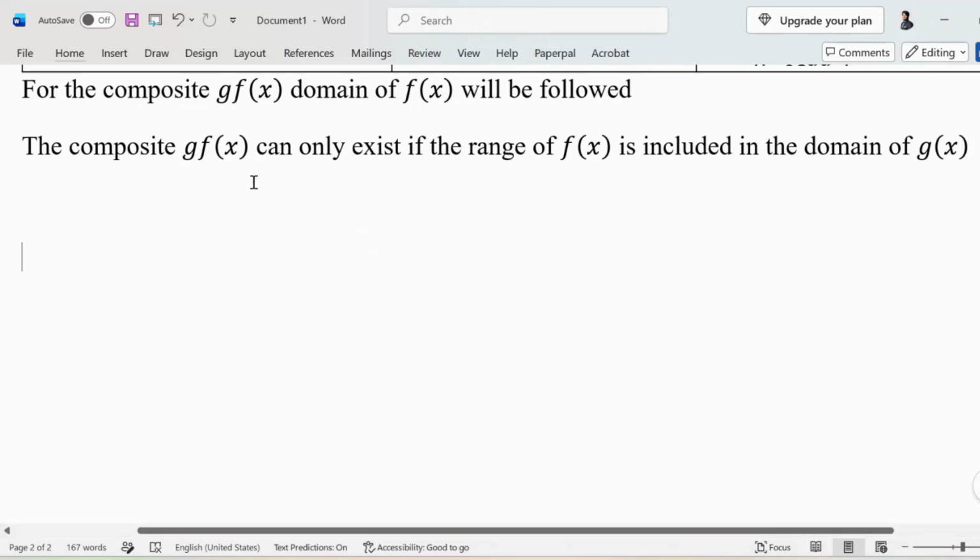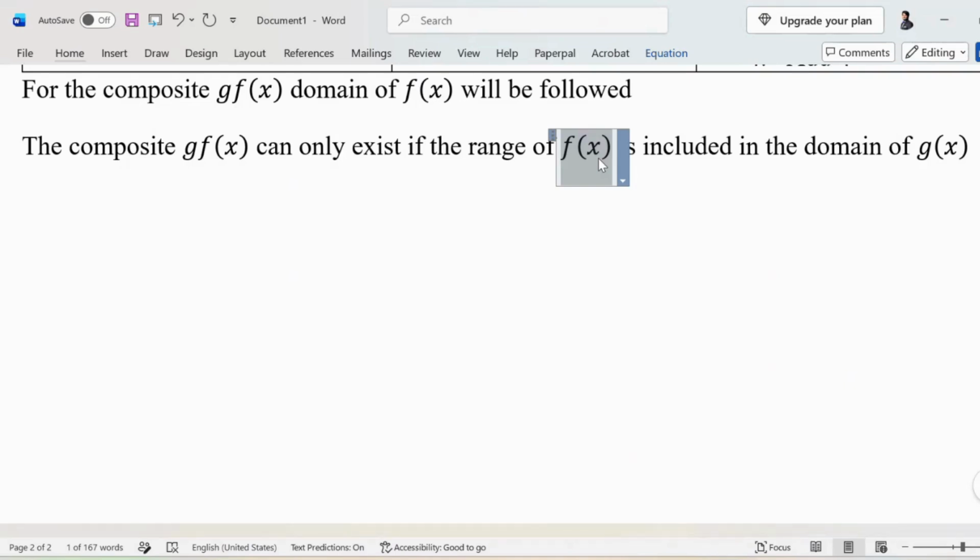I'm telling you again. If you're trying to make g(f(x)), then the range of f, that means all possible outputs of f, must be allowed as an input in g, or else the composite cannot exist. Write this down, quickly.